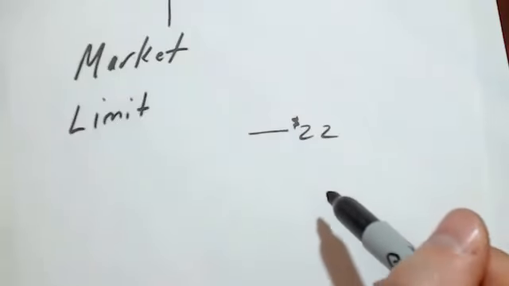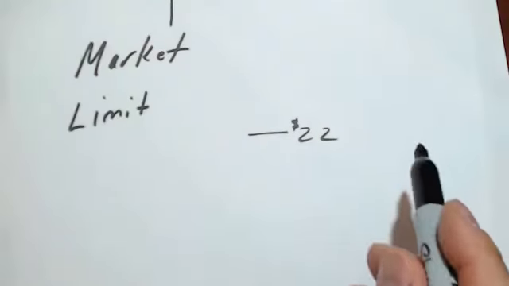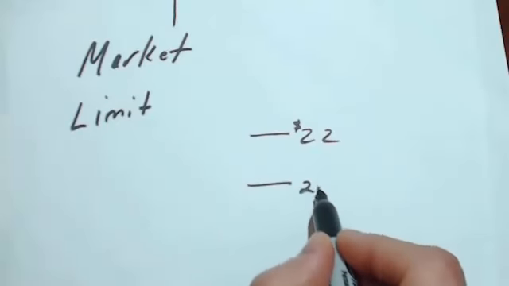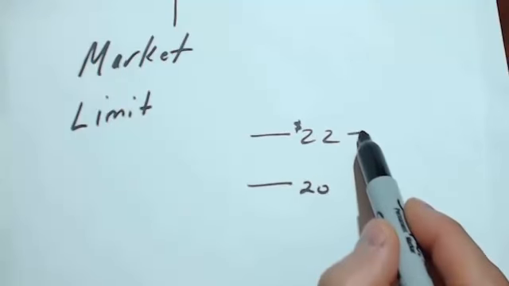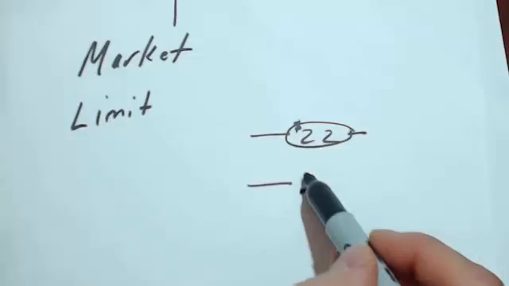With a standard limit order now, this is how it would work. You'd say, I don't want to buy the stock right now. The stock right now is at 22, and you put a limit order for $20 a share.